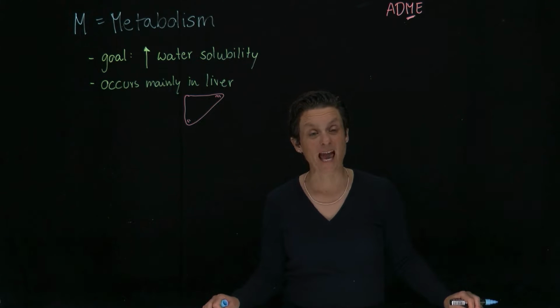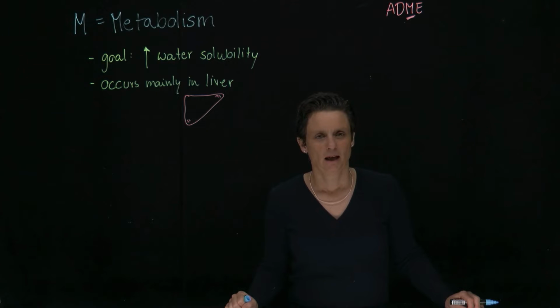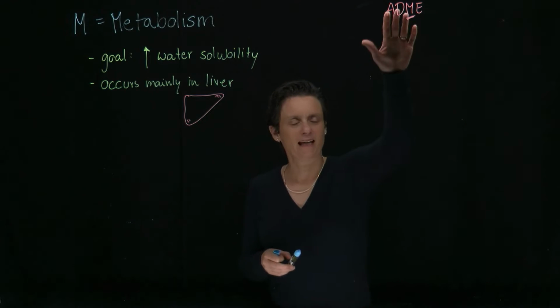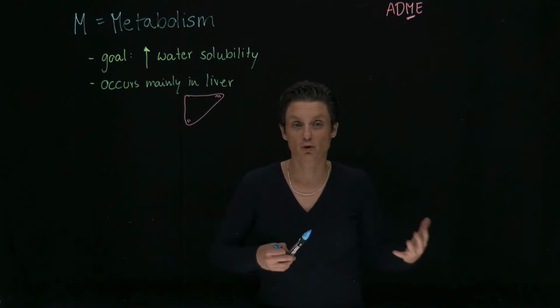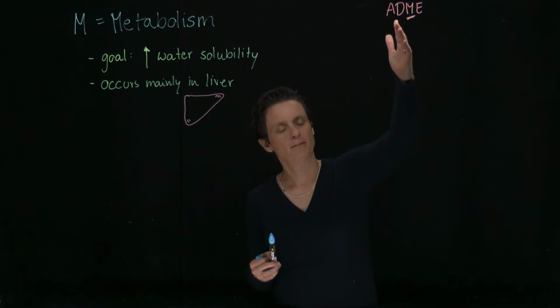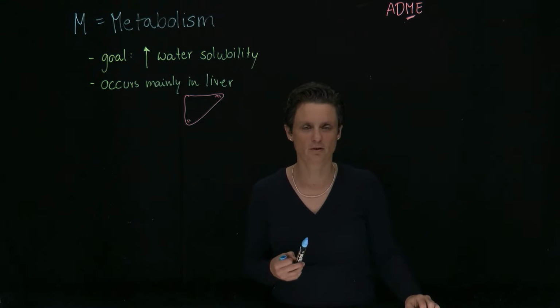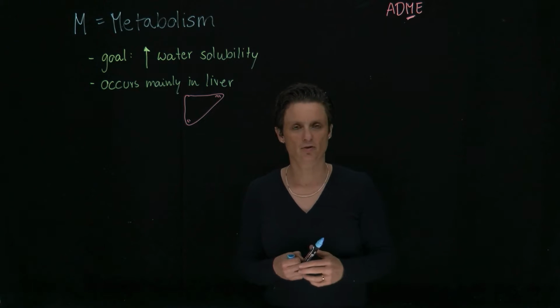Let's talk next about the M in the ADMEs, metabolism. So also note that the A and D, absorption and distribution, are more the two ins. How does a drug get into the body? It's distributed. And then metabolism and excretion is usually more part of how do we get rid of the drug? How do we eliminate the drug?